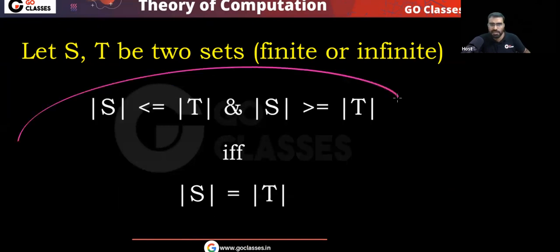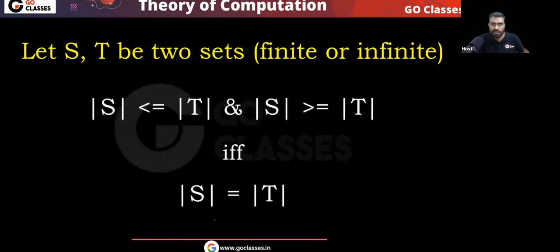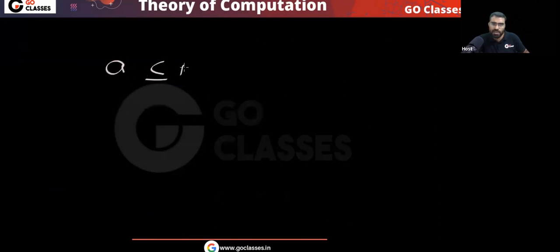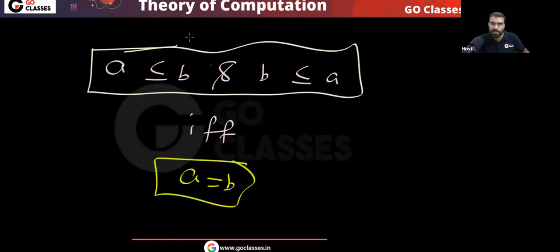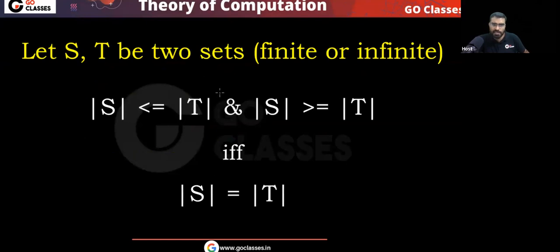And what about this? Did you understand this? If A is less than or equal to B and B is less than or equal to A, then what can you say? Then A is equal to B. The same thing is happening here. The cardinality of S is less than or equal to the cardinality of T and greater than or equal to the cardinality of T if and only if they have the same cardinality.